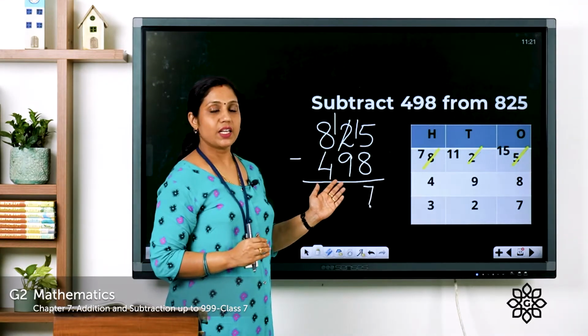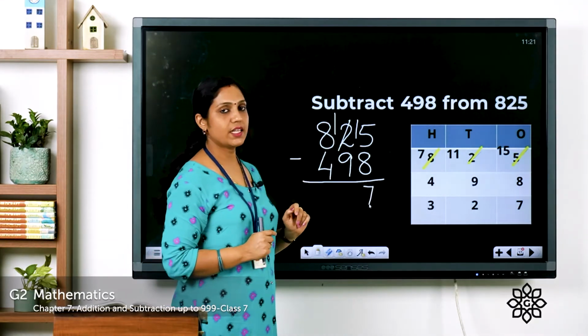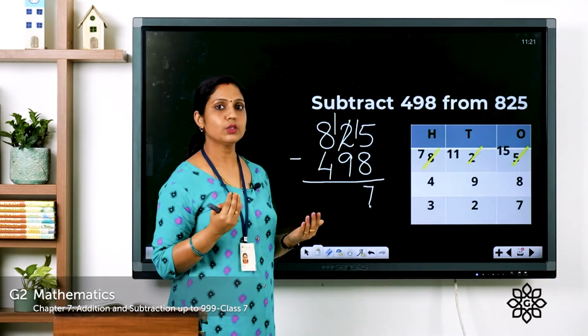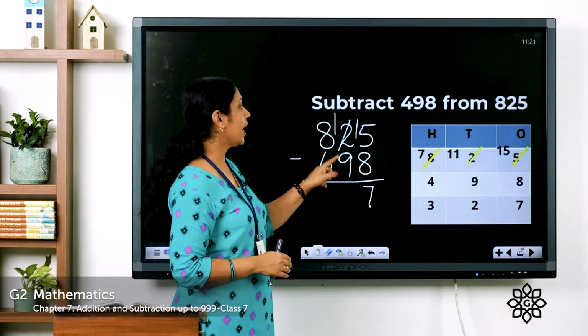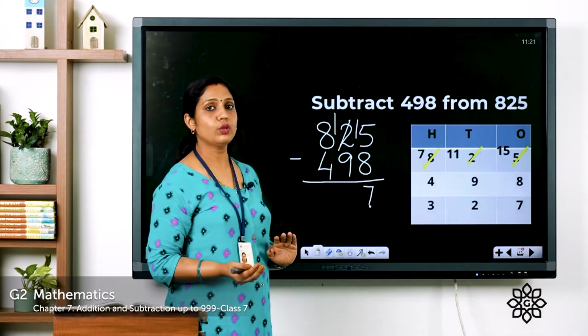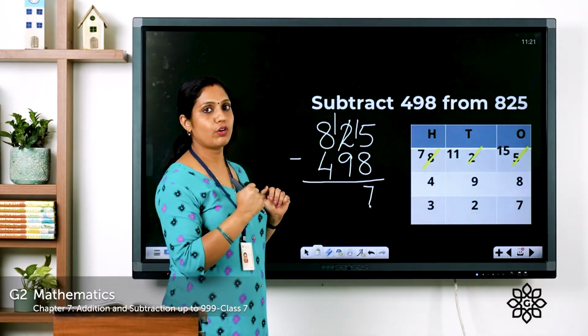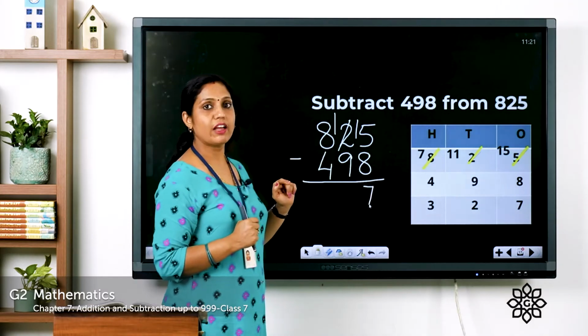So here in the tens place we have 1 minus 9. So which is greater? 9 is greater. So we are not able to subtract 9 from 1. Now what we have to do? We'll go to the hundreds place and borrow from there. In the hundreds place we have 8.